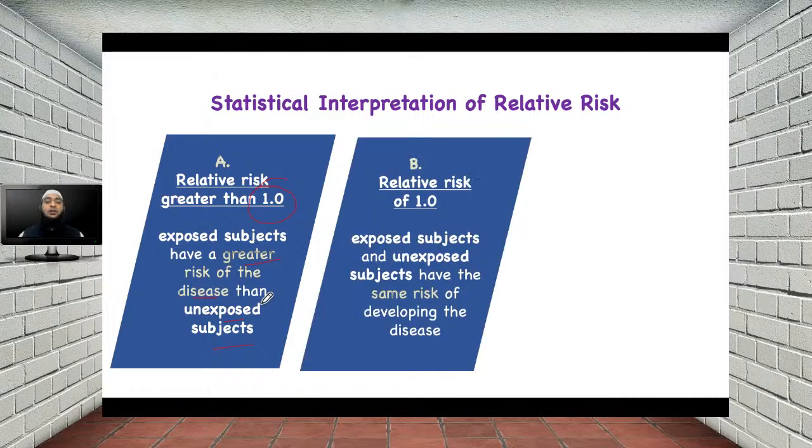The second case could be a relative risk equal to 1. If the relative risk is equal to 1, this indicates that the exposed subjects, to whom you have given the medicine, and the unexposed subjects, to whom you have not given the medicine, have the same risk of developing the disease.